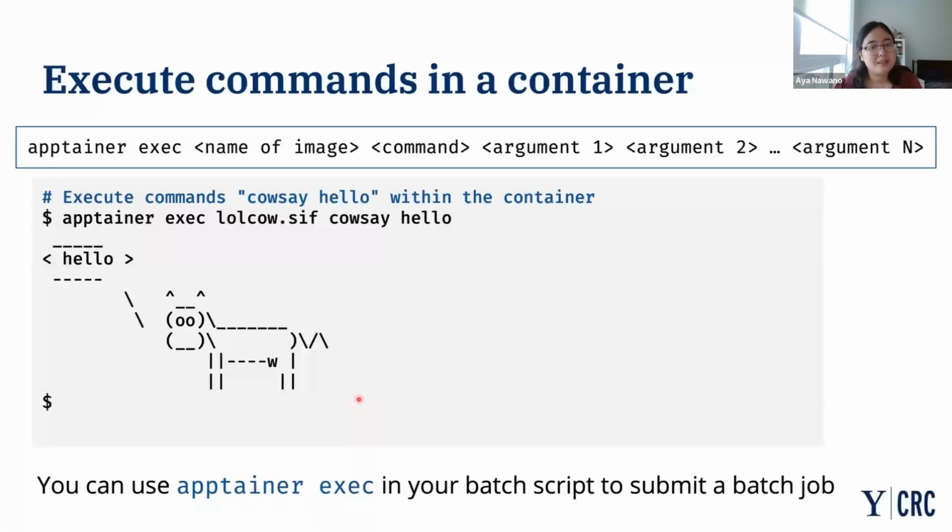So far, we've been mostly using interactive jobs for Apptainer commands, but you can also use the apptainer exec command in your batch script to submit a batch job and execute a command within a container non-interactively.